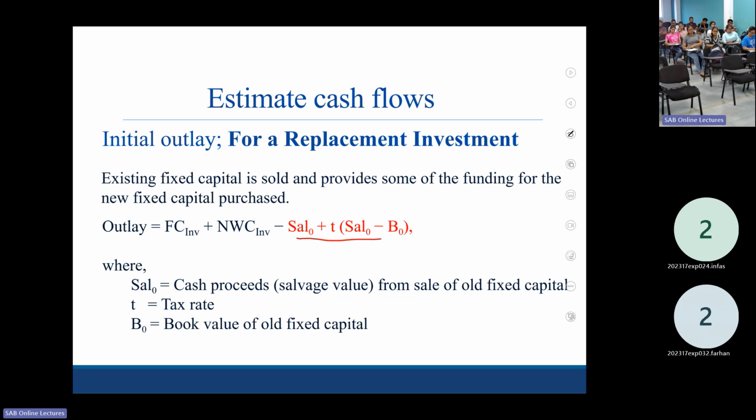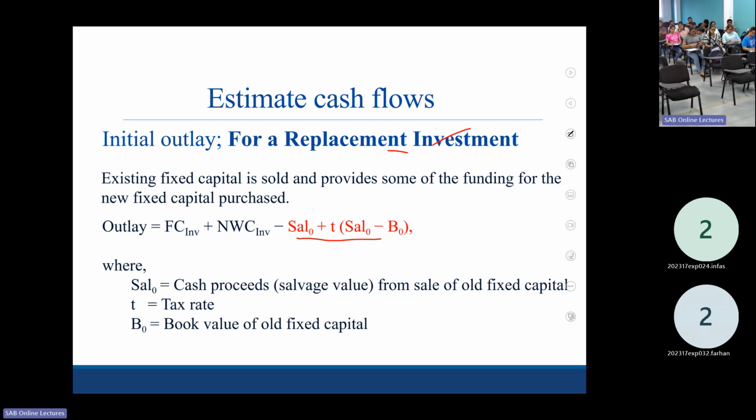So you can see this is the salvage, this is the book value. If there is some profit, on that you have to pay tax. If it is a replacement, you have to consider this scrap value or the salvage value, and if it is profit, you have to pay tax. So this is the cost or the initial year cash flow if it is a replacement.